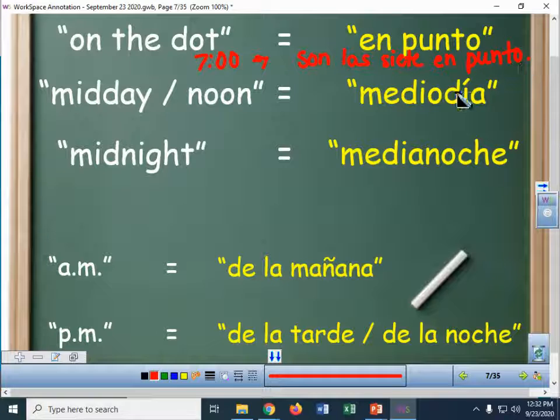Okay, so I got midday and I got noon. That's mediodía. So when it's 12 p.m., I am going to say el mediodía. Es el mediodía.